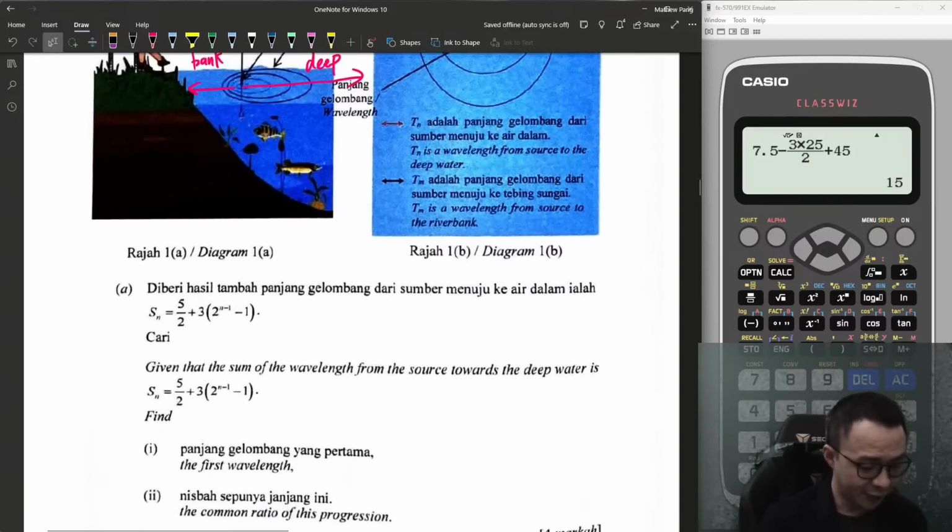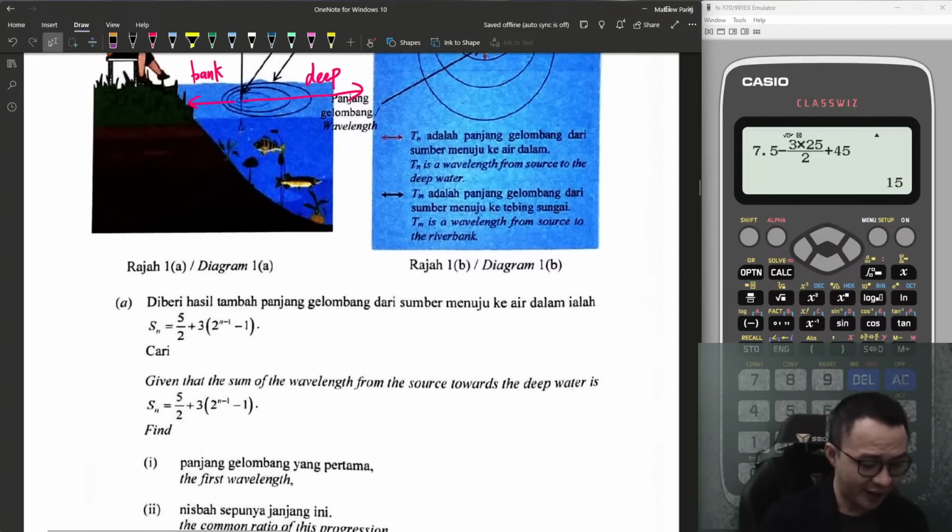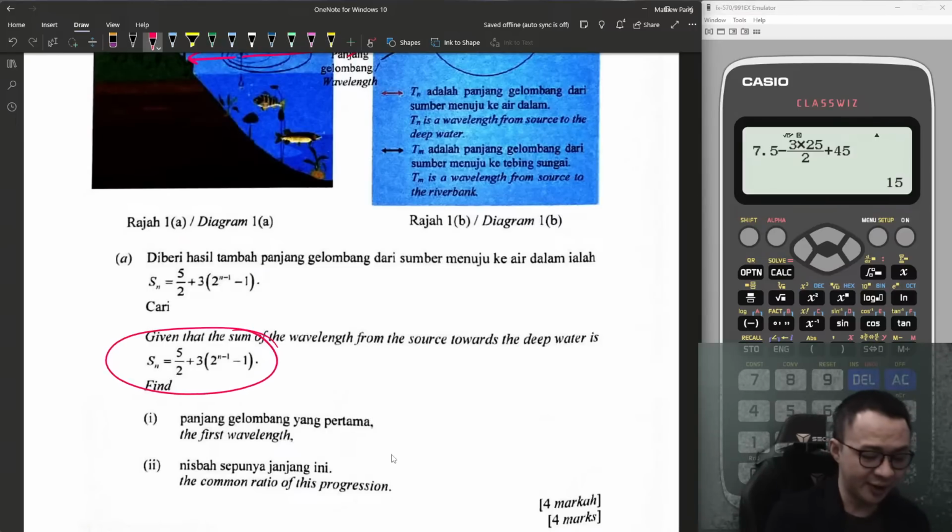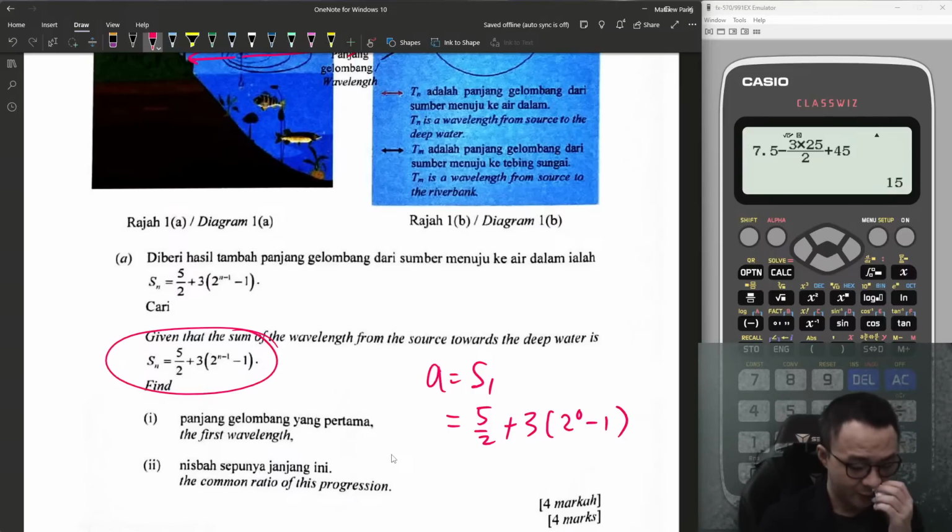Okay, so they give us this equation, and then they want to find the first term. We know first we have Sn, so we can easily find A, right? A equals S1. So we just need to substitute the value into it. 5 over 2 plus 3, 2 power of 0 minus 1, isn't it? 1 minus 1 is 0, so 5 over 2 is A.